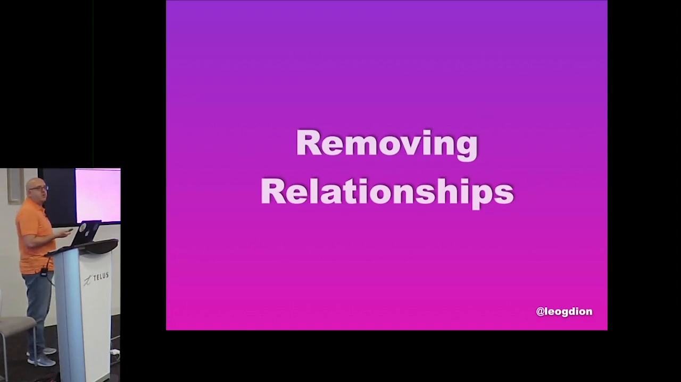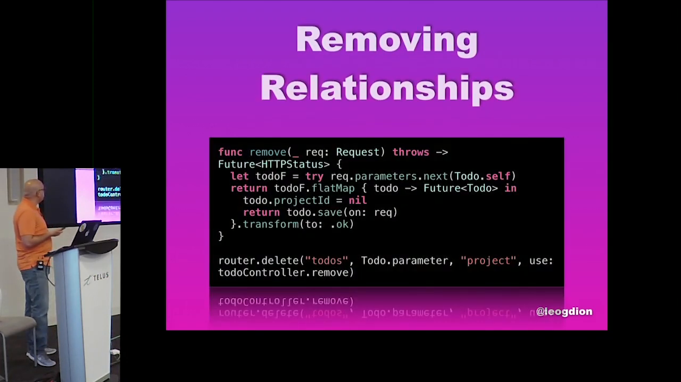Really, this is probably the simplest piece of code that there is. So here, we don't even need a second parameter. We just need the to-do item and just tell it to remove it from whatever project it is. We just say request.parameters.next. We say that we want the to-do ID because that is the parameter we're looking for. We then take that to-do item and call flatMap because this is an asynchronous call to the database. And then we set the project ID to nil because we don't care what project it's part of. We just don't want it to be part of any project. Save, and then transform that to an HTTP status OK.